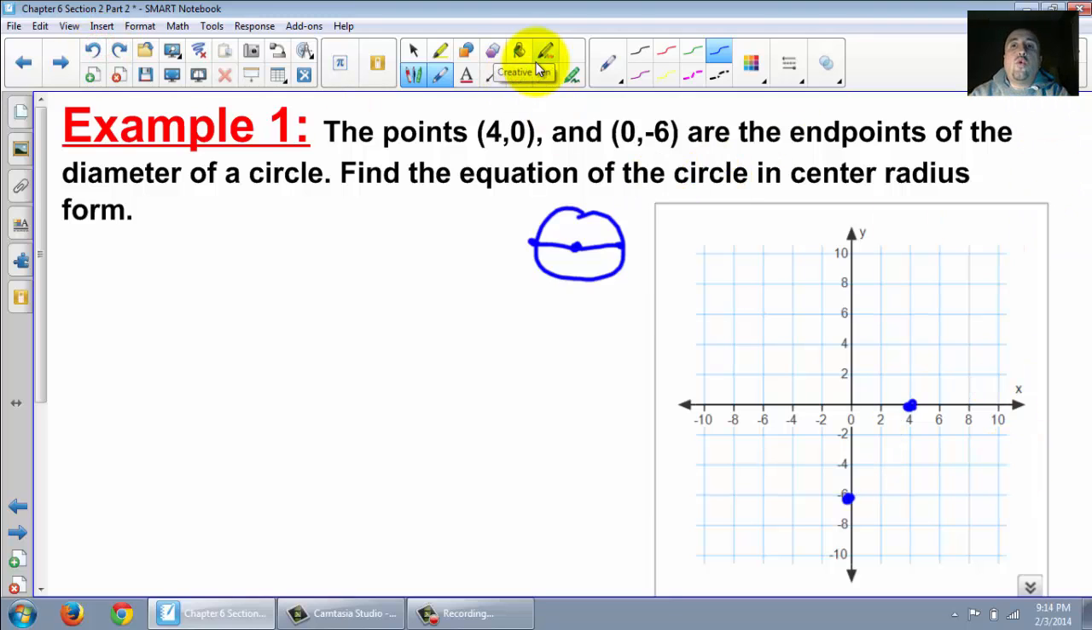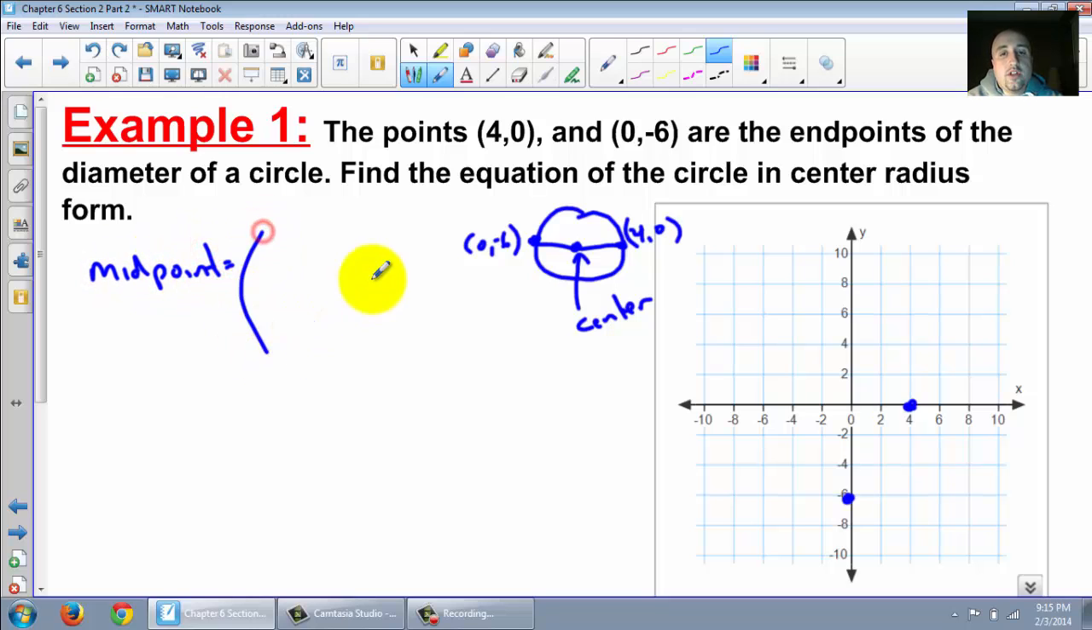Okay, now, if this point is (4, 0), and this point is (0, -6), we know that these are the endpoints of the diameter. We also know, based on the diameter definition, that this point right here is the center. So how would we find the center of a segment? Well, going back to two chapters ago, we need to use the midpoint formula to help us find the midpoint. So what you do first is you add your x's and divide by 2, and you add your y's and you divide by 2. Okay, so our first x is 4, our second x is 0, so 4 plus 0, and then we add our y's, 0 plus -6.